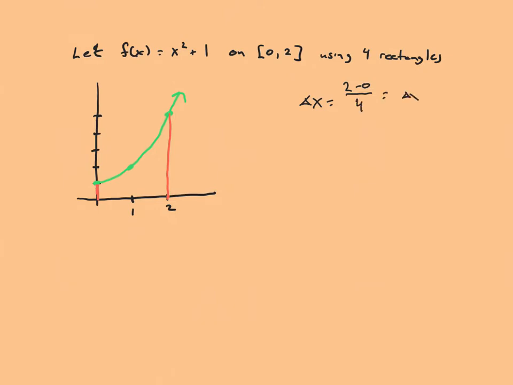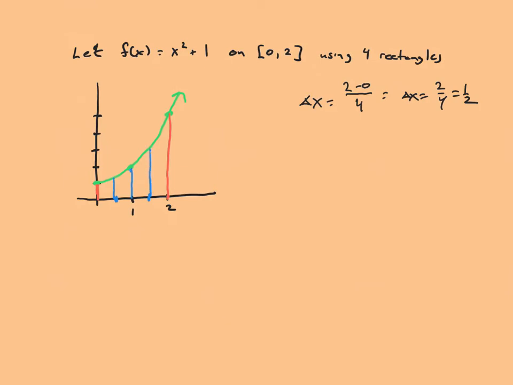So delta x is going to be 2 over 4, or 1/2. So I know that when I make my rectangles, I'm going to go about halfway between. Okay, now I draw in my strips for 1/2, and here we go.